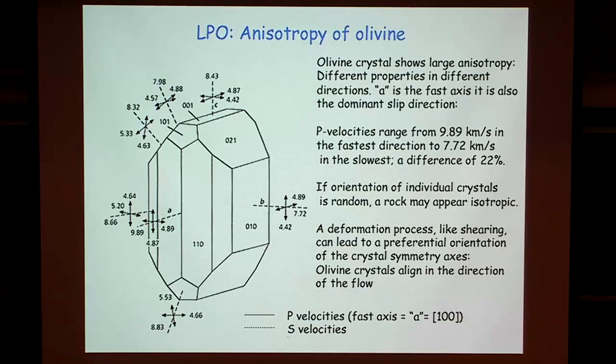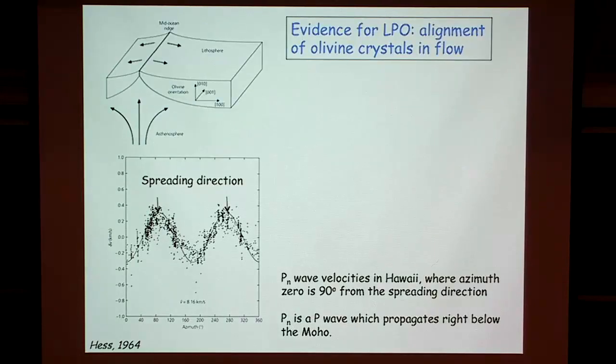Okay. We have evidence for this kind of anisotropy dating back to this early paper of Hess in 1964, who looked at the distribution with azimuths, that is, the distribution with the direction of observation, of waves which are called Pn waves, which are P-type waves that propagate right at the Moho. So looking at the difference in velocity of these waves as a function of azimuth, okay?